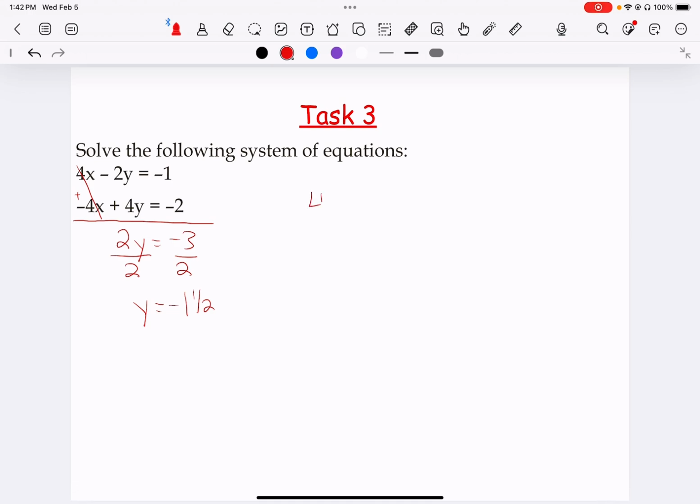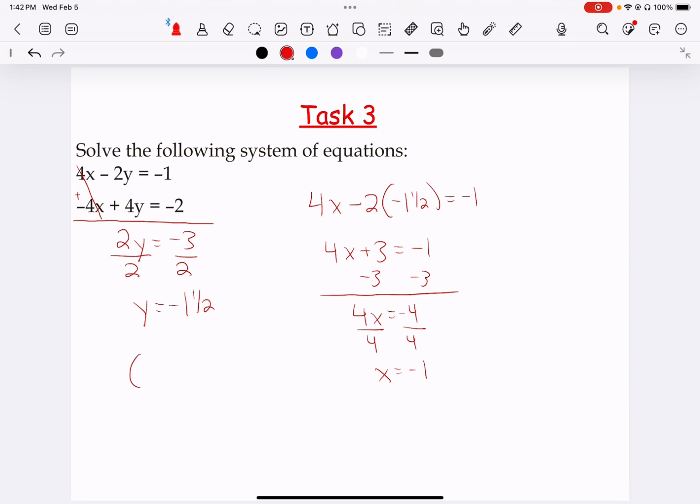Now to find x, I'm going to use my top equation, so I have 4x minus 2 times negative 1.5 is equal to negative 1. So I have 4x, negative 2 times negative 1.5 is a positive 3, is equal to negative 1. Subtract 3 from both sides. 4x equals negative 4. When I divide by 4, x is equal to negative 1. So I write my ordered pair as (-1, -1.5).